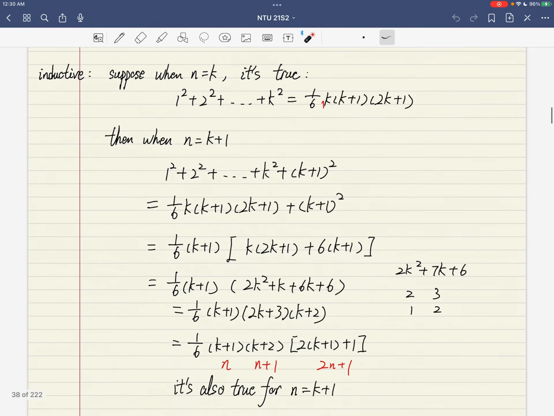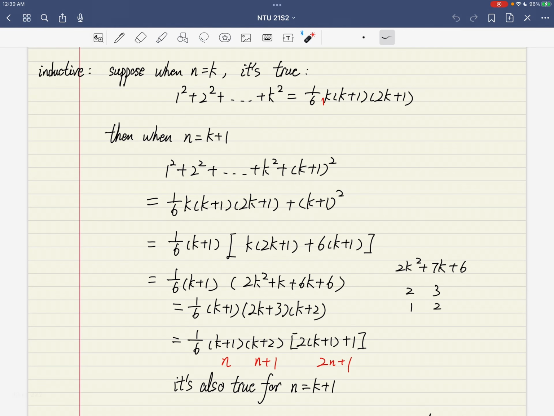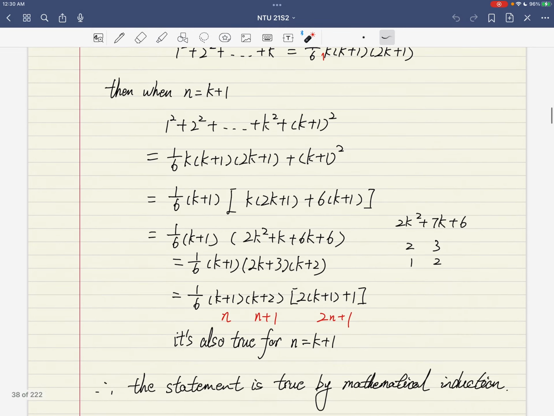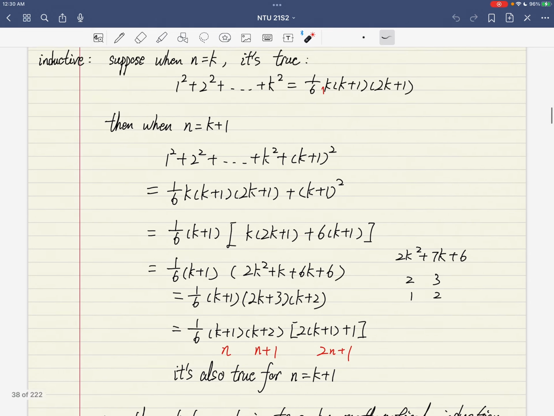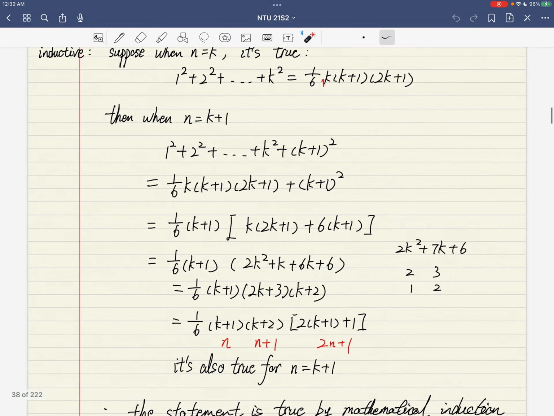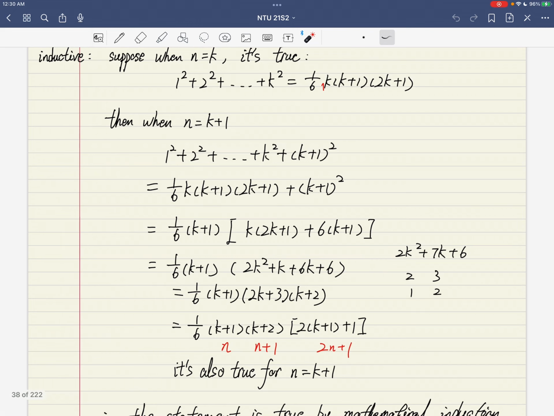Inductive step. Suppose when n is k, it is true. So 1 squared plus 2 squared plus all the way to k squared is equal to 1 over 6 k times k plus 1 times 2k plus 1. We assume when n is k, it is true. Then when n is k plus 1, it is 1 squared plus 2 squared plus all the way to k squared plus k plus 1 squared. For the first part, 1 squared plus all the way to k squared, we already assume it is 1 over 6 k, k plus 1, 2k plus 1.